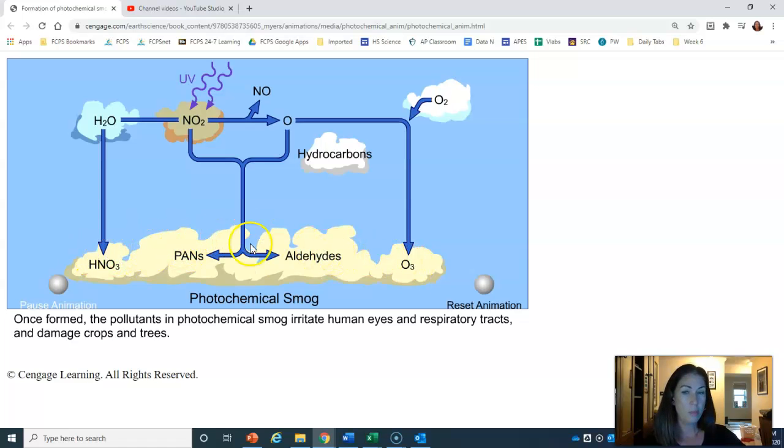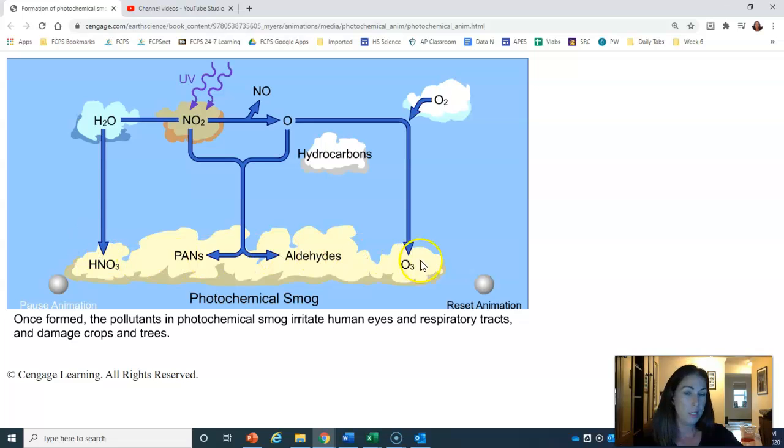The aldehydes and the PANs help that smog stick together. And the ozone is the primary thing that causes the respiratory irritation and the eye irritation for humans. So this is the secondary pollutant that we're most concerned about.